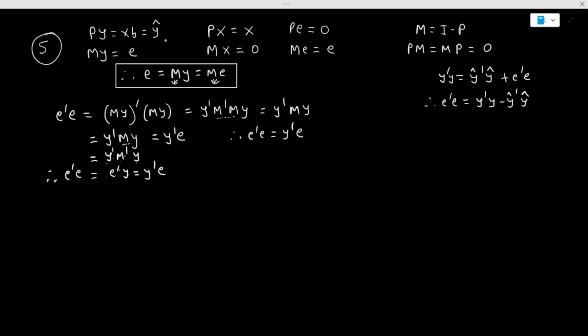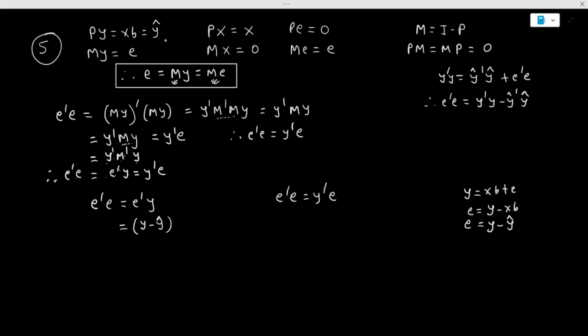Now let us further expand it. So first of all, let us take e transpose e. This is equal to e transpose y. And here let us take e transpose e. This is equal to y transpose e. And this is equal to, in place of e, we can write y minus y cap. In place of e, I have written (y minus y cap) transpose y, and if we further operate it, this is equal to y transpose y minus y cap transpose y. Therefore, e transpose e is equal to this result. Now let us again operate this. We have y transpose, and in place of e, we are going to write y minus y cap.